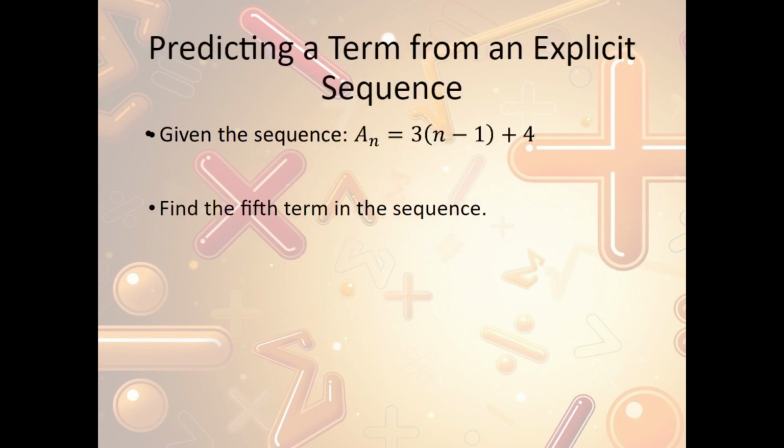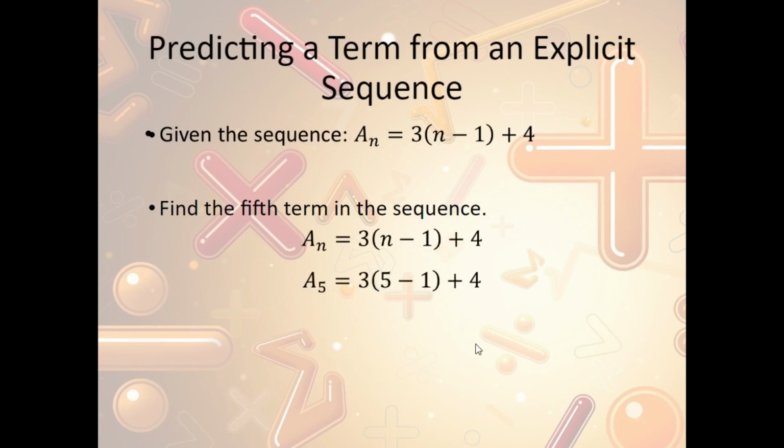Now let's take a look at this one. So we're given that an is equal to 3 times (n minus 1) plus 4. And we want the 5th term. So 3 is our common difference. 4 is our first term. And we want the 5th term. So we're just going to plug 5 in for n. So this becomes a5 is equal to 3 times (5 minus 1) plus 4.